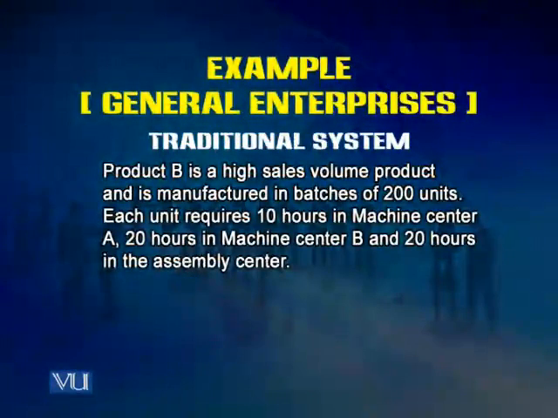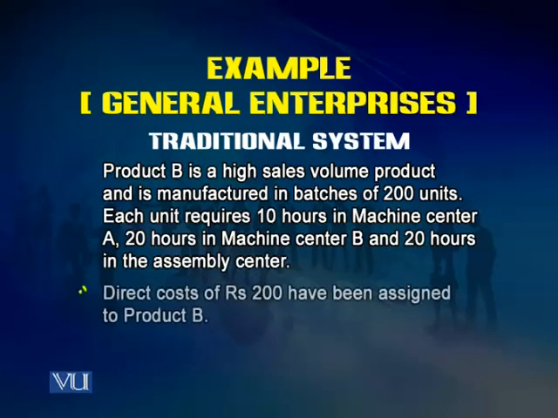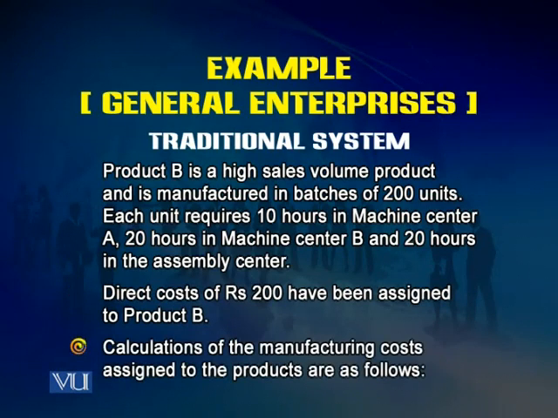Product B is a high sales volume product and is manufactured in batches of 200 units. Each unit requires 10 hours in machine center X, 20 hours in machine center Y, and 20 hours in the assembly center. Direct costs of 200 have been assigned to the product. Calculations of the manufacturing costs assigned to the product are as follows. We are now going to see how to calculate using the overhead recovery rate established in the previous slide.